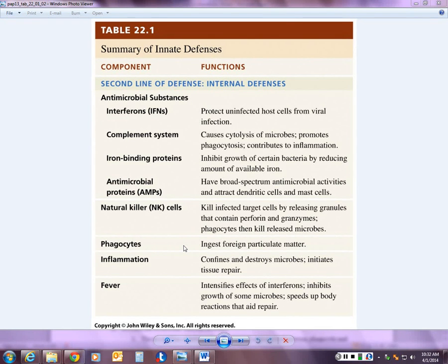But for right now, these natural killer cells are cell killers essentially. They go out and destroy other cells, other human cells that essentially should not be present in the body.